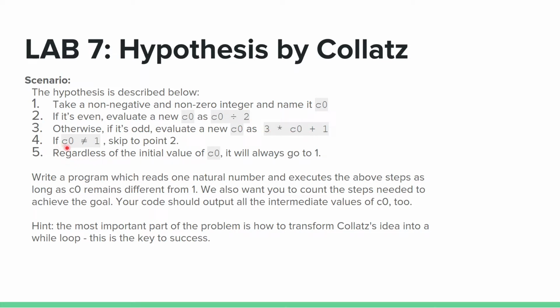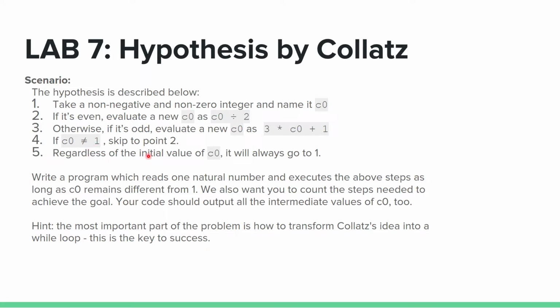Okay, but then if CO is not equal to 1, then skip to point 2. That means repeat from here again all through to point 4. Check again if CO is not 1, repeat all this. Oh, this looks like a while CO is not 1. I don't know if you are seeing that already. This point 4 already looks like while CO is not 1, go back to keep doing 2 and 3. Check again, while CO is not 1, go back and do that again. All right, so we have an idea of what we want to do already.